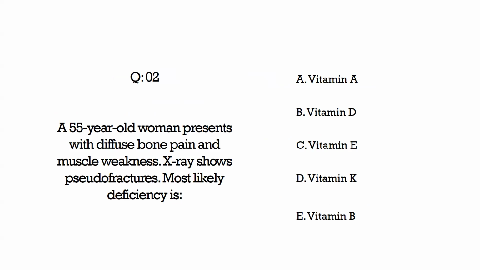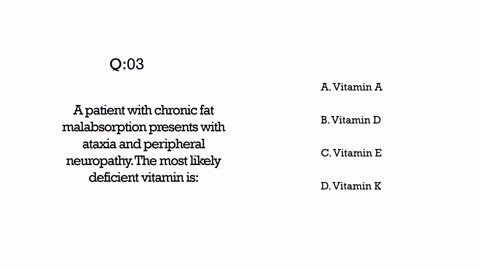Question number two: a 55-year-old woman presents with diffuse bone pain and muscle weakness. X-ray shows pseudo fractures. The most likely diagnosis is option A, deficiency of vitamin A, or D, or E, or K, or vitamin B. D. Yes, deficiency of vitamin D.